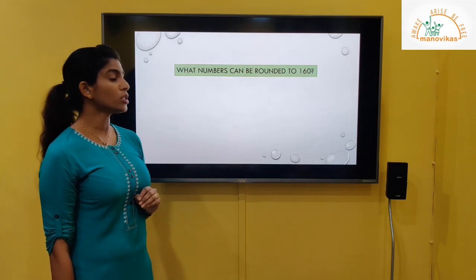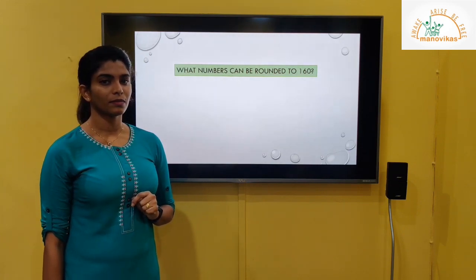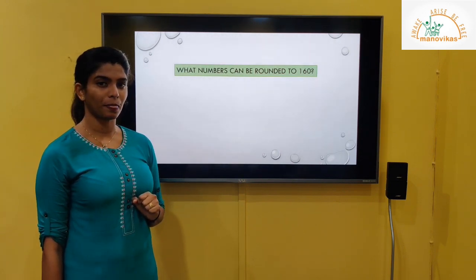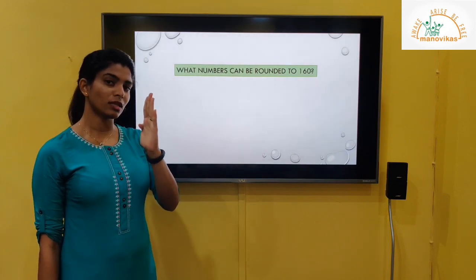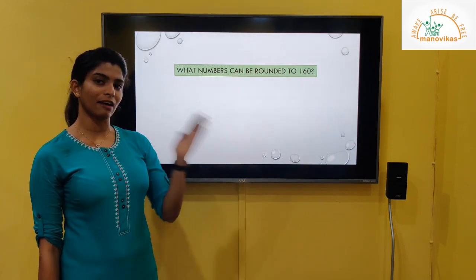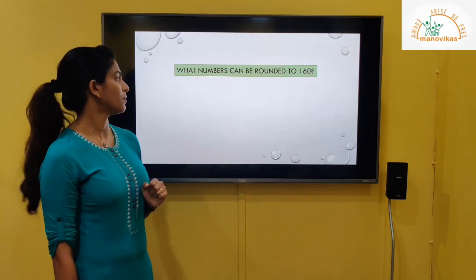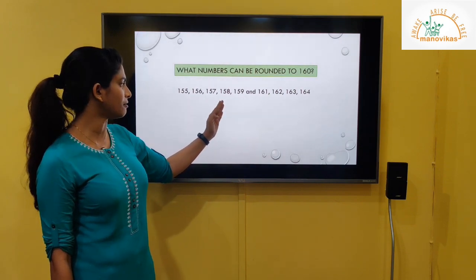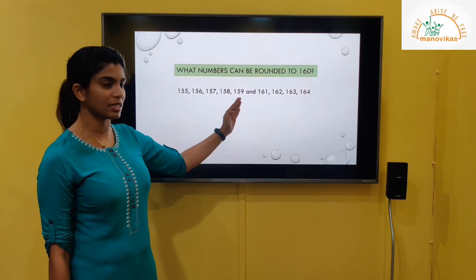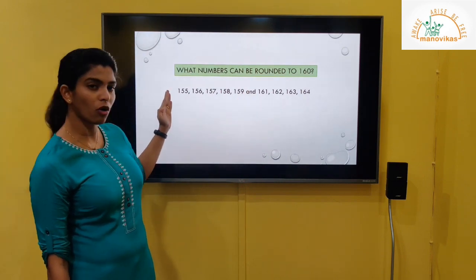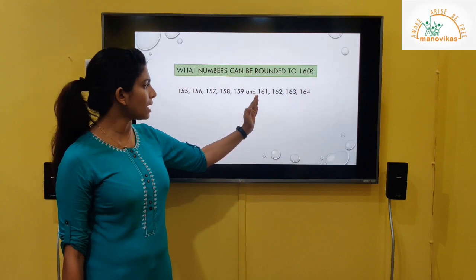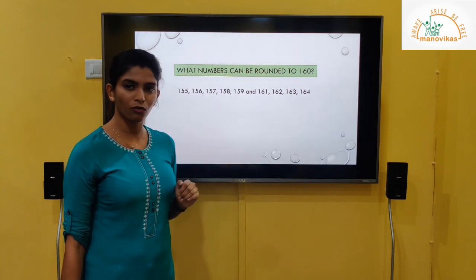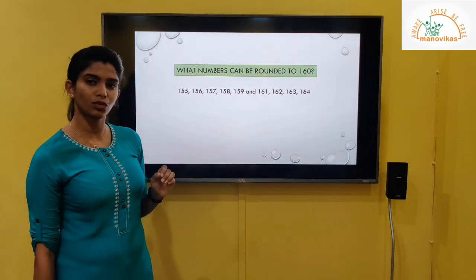What numbers can be rounded to 160? Think. Which are the numbers which will be rounded to 160? So 160, think 160. So the numbers should be before 160 and after 160. Which are they? Okay, here they are. 155, 156, 157, 158, 159, and these are all numbers before 160. And these numbers are after 160, that are 161, 162, 163, 164. So all these numbers can be rounded to 160.